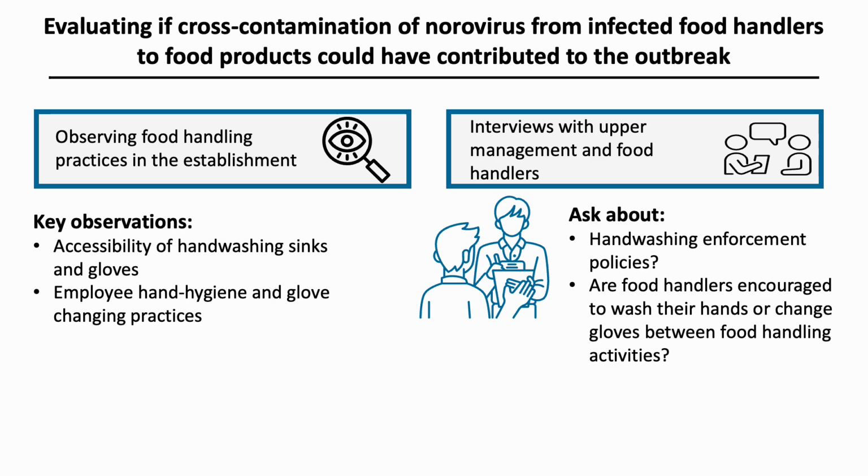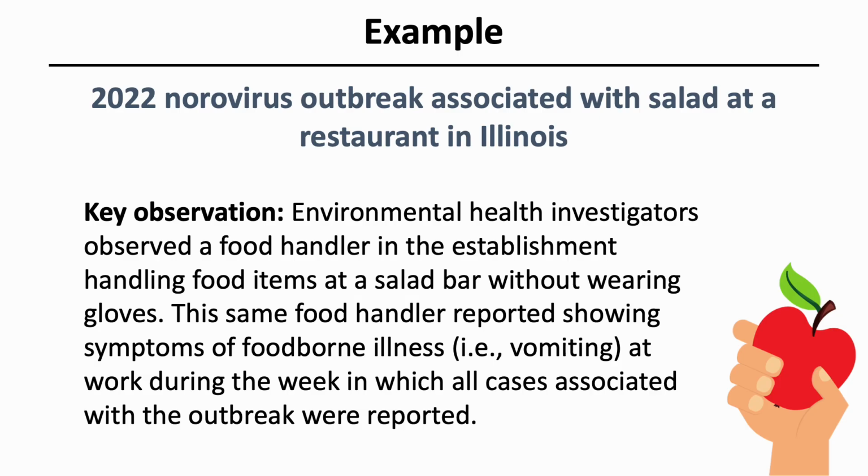For example, in a 2022 norovirus outbreak associated with a restaurant in Illinois, environmental health investigators conducted a site visit to investigate the outbreak, where they observed a food handler handling food items at a salad bar without wearing gloves. The same food handler reported showing symptoms of foodborne illness, like vomiting, at work during the week in which all cases associated with the outbreak were reported.